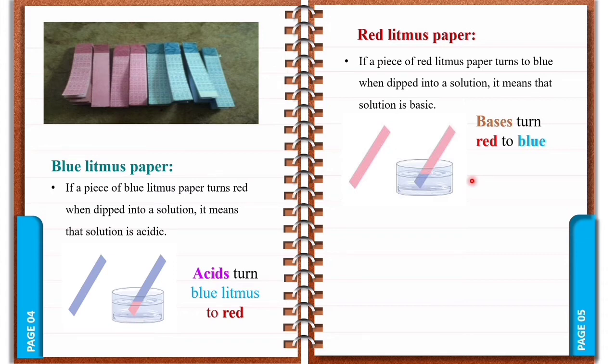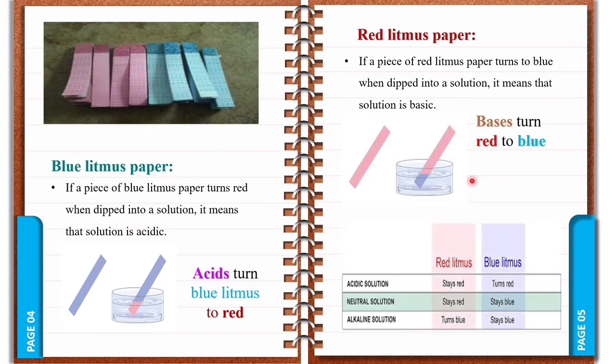Now we can see this table of red litmus and blue litmus. Red litmus paper remains red in neutral and in acidic solution. Red litmus turns its color to blue in alkaline solution or in basic solution.